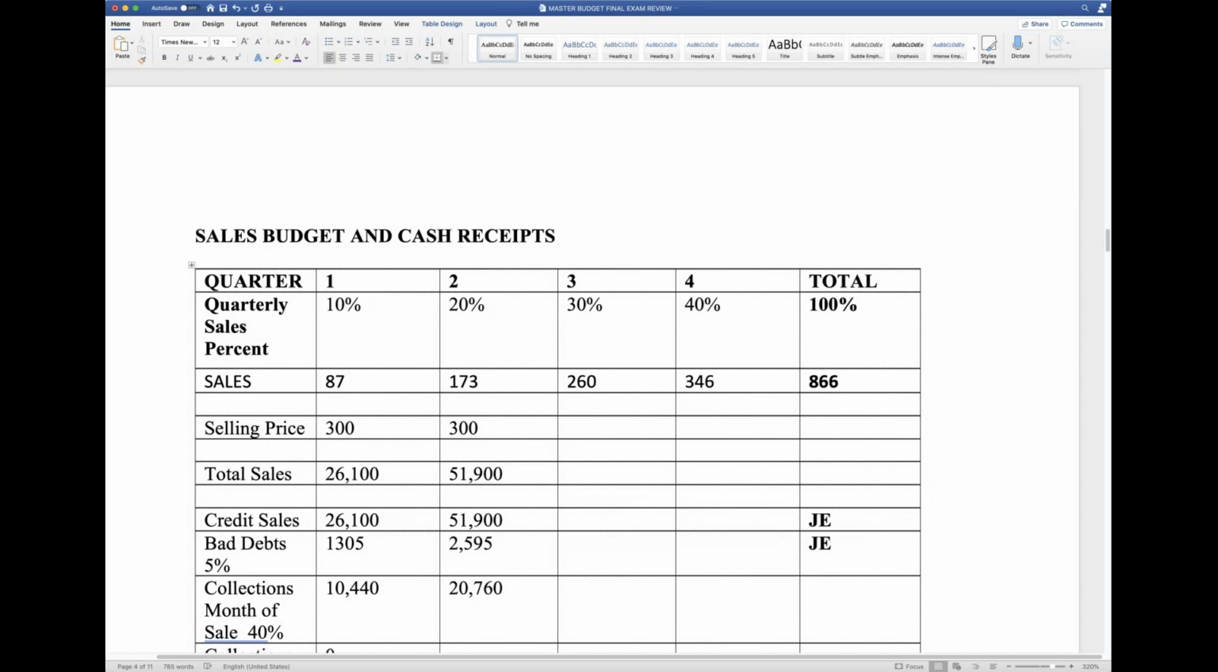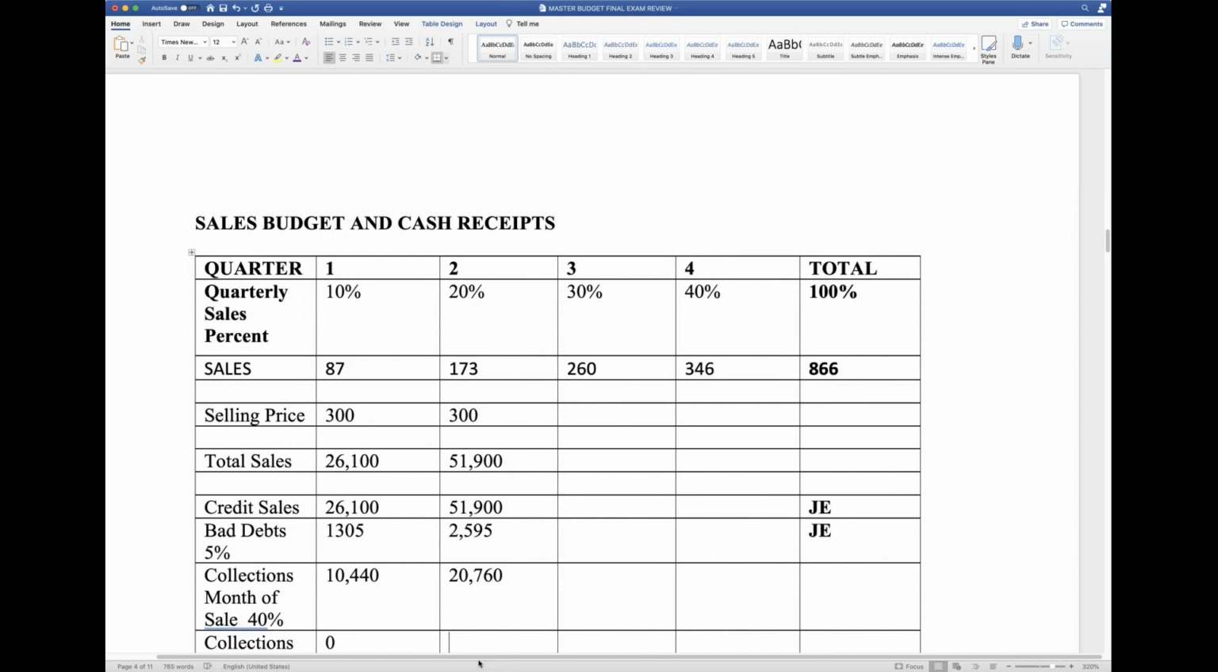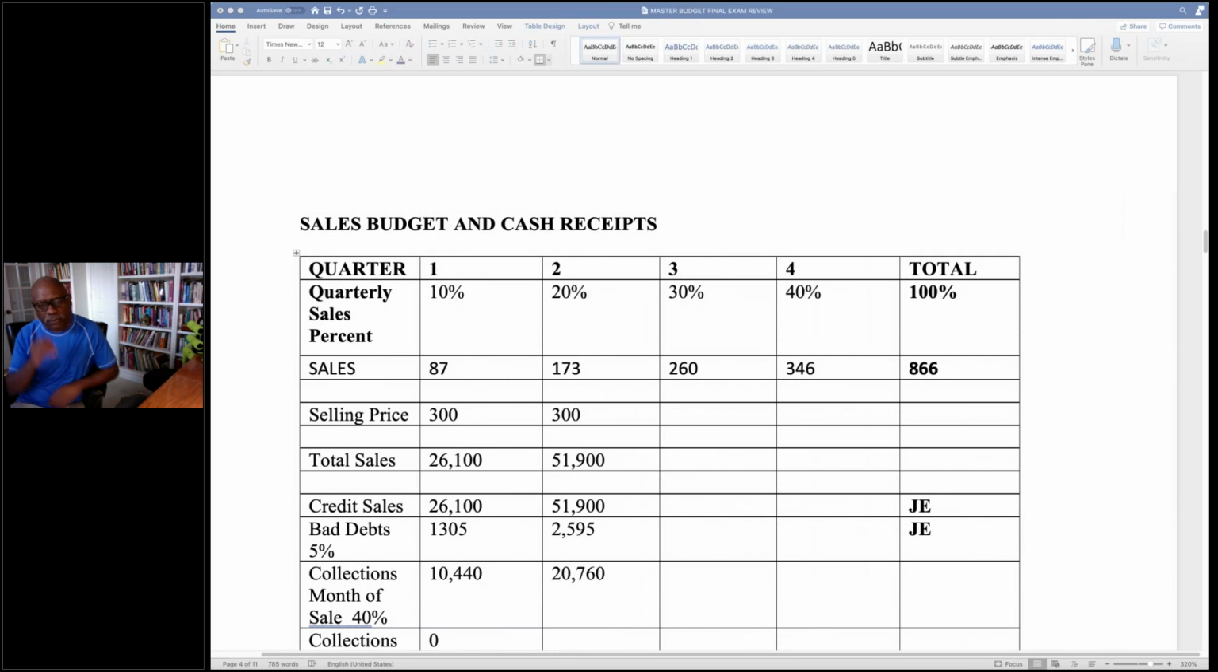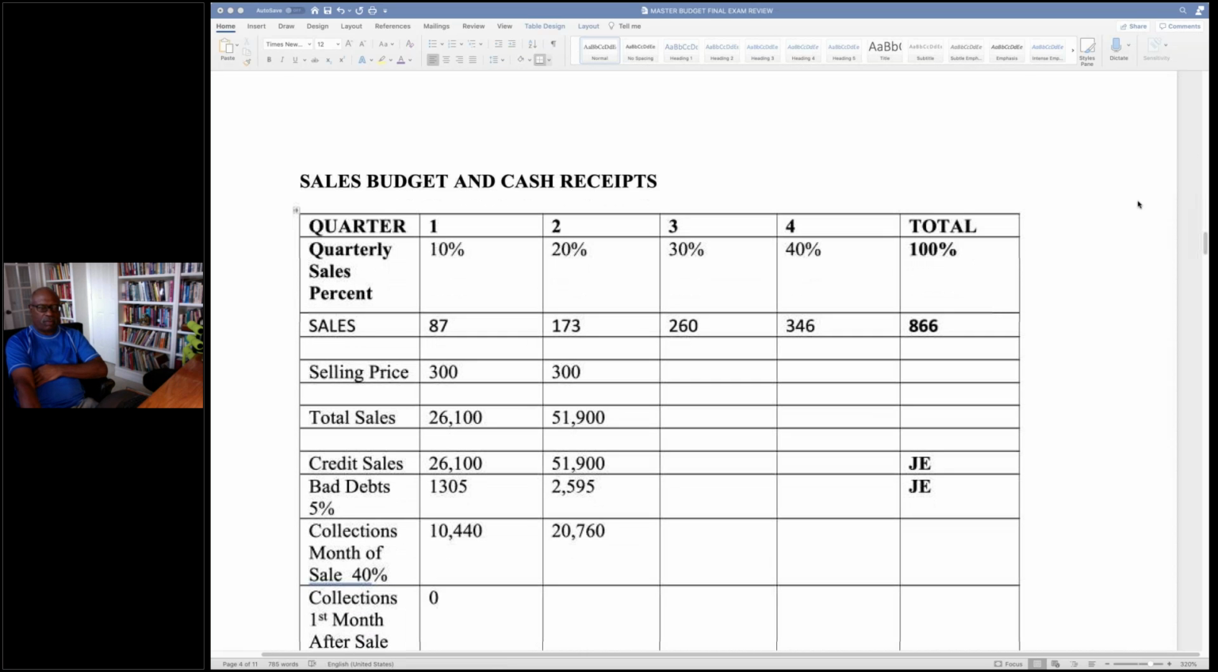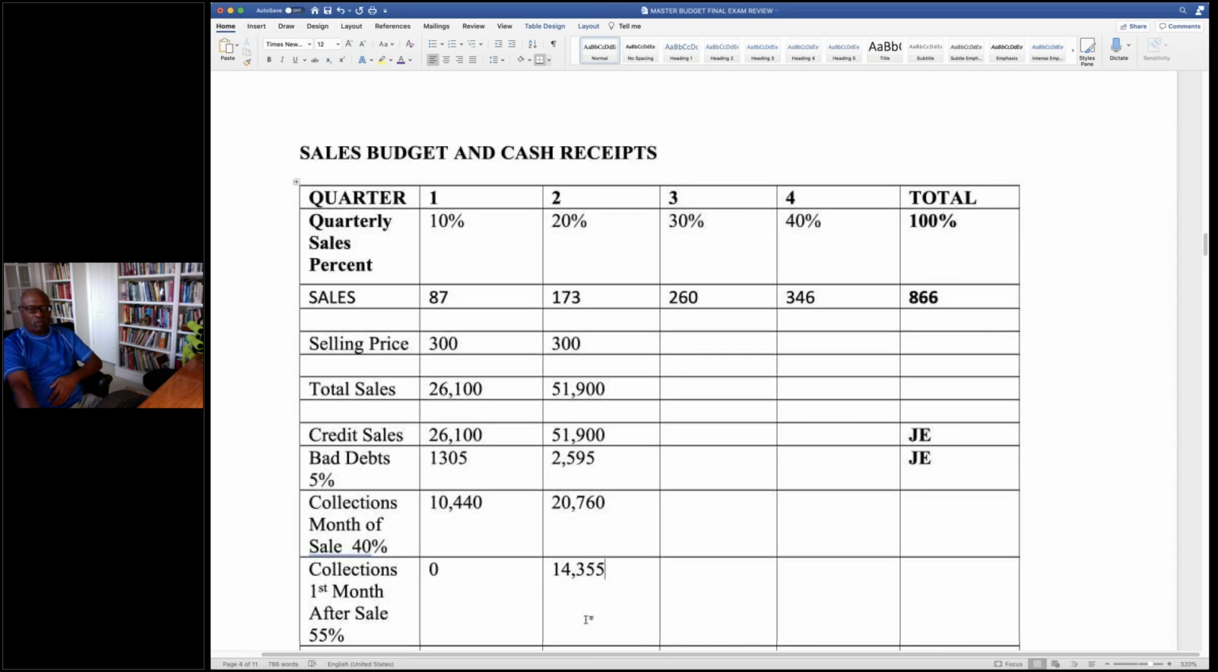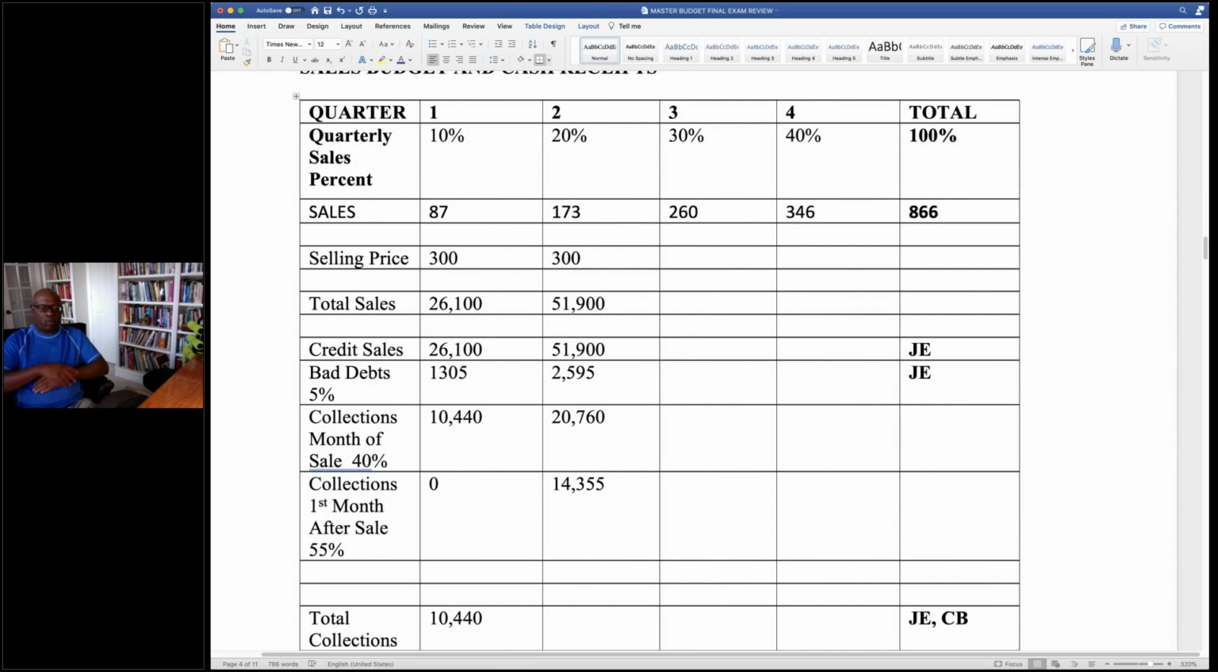And then 55%. So I'll do the 55% of the 26,100, I believe. I believe. That's right. Yeah, that's what I got. Okay.